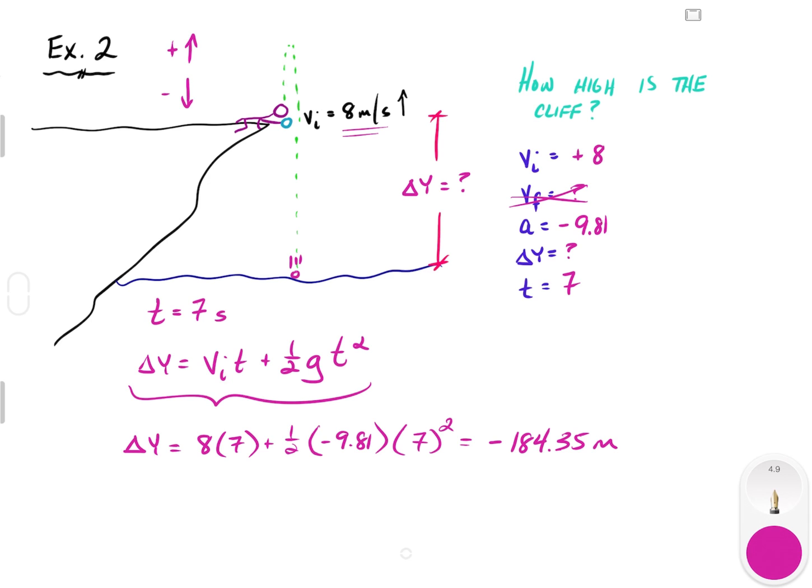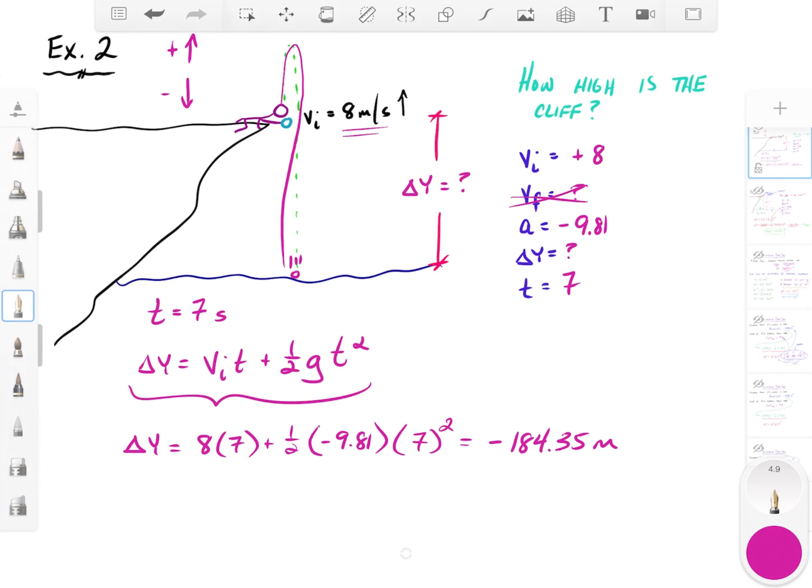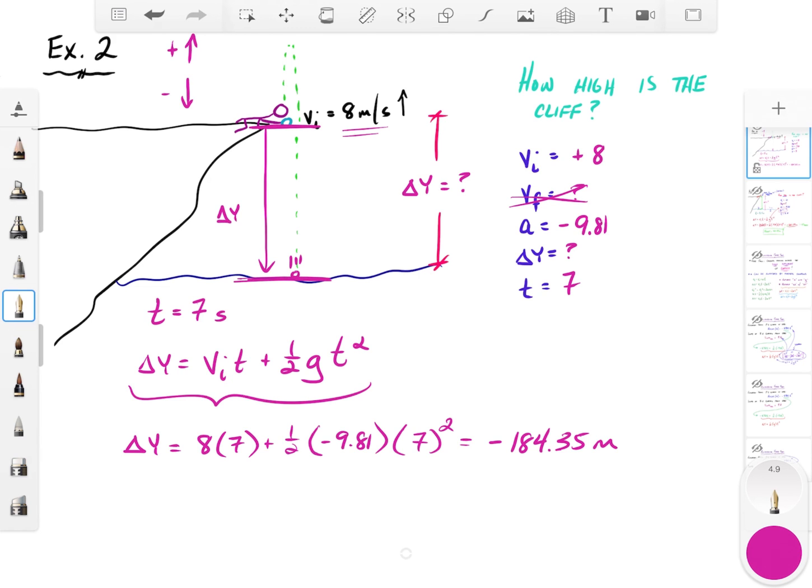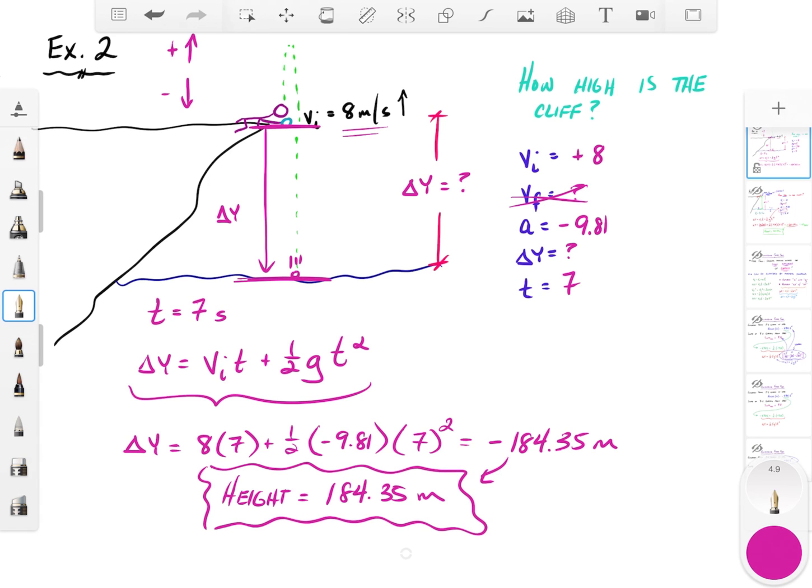Again, that is actually the displacement. So that's not the distance. That's not this whole pathway. That would be the distance. That's actually the displacement from here to here. That is what delta y represents. So I can flip that around again to measure it in the more classical sense. And the height of this cliff must be about 184.35 meters.